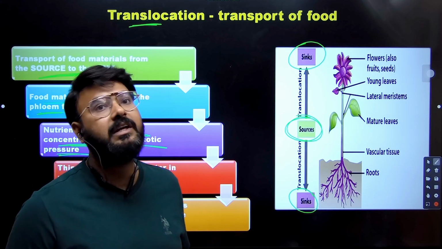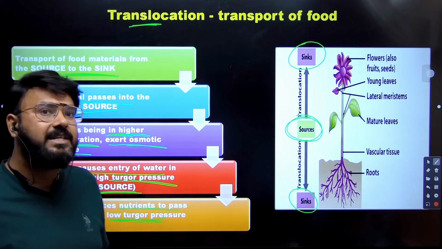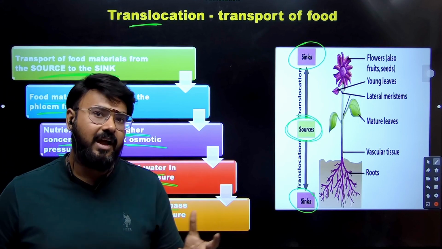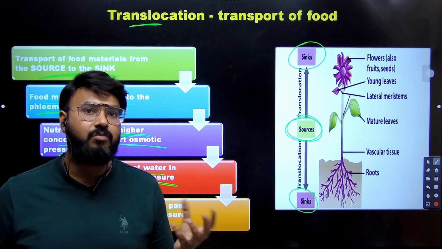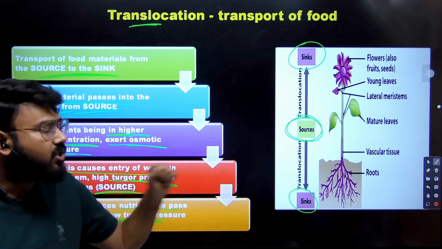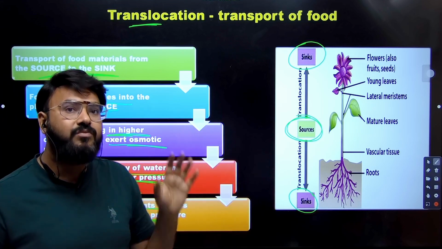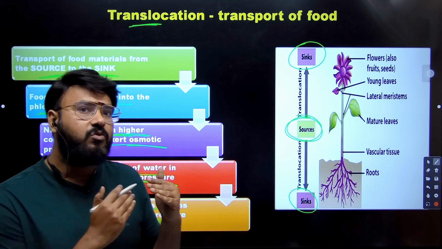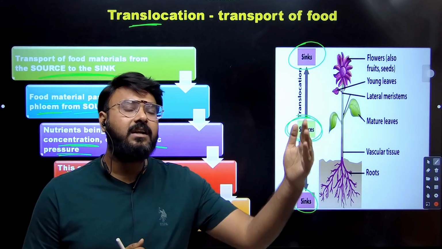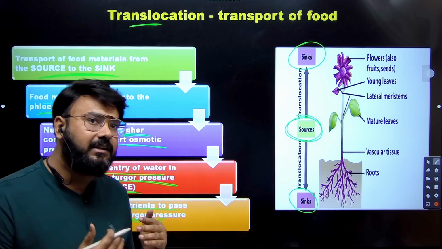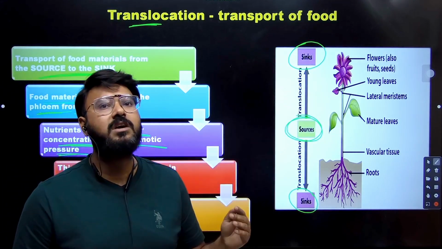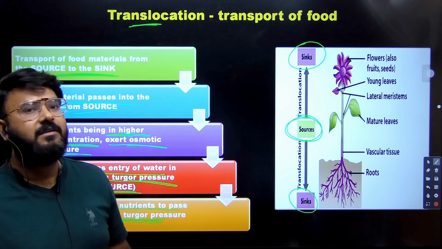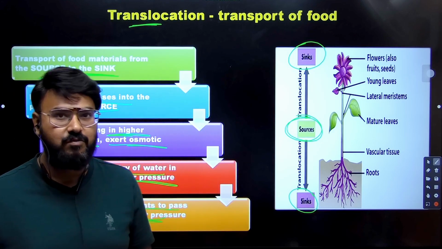So the point to remember here is that the source always has a high turgor pressure because of the higher concentration of food, and so there will be more water. And the area of utilization, the sink, will always have low turgor pressure. We know the movement is always from high turgor pressure to low turgor pressure, and that is how the food is transported from the source to the sink. So that is translocation by phloem tissue.